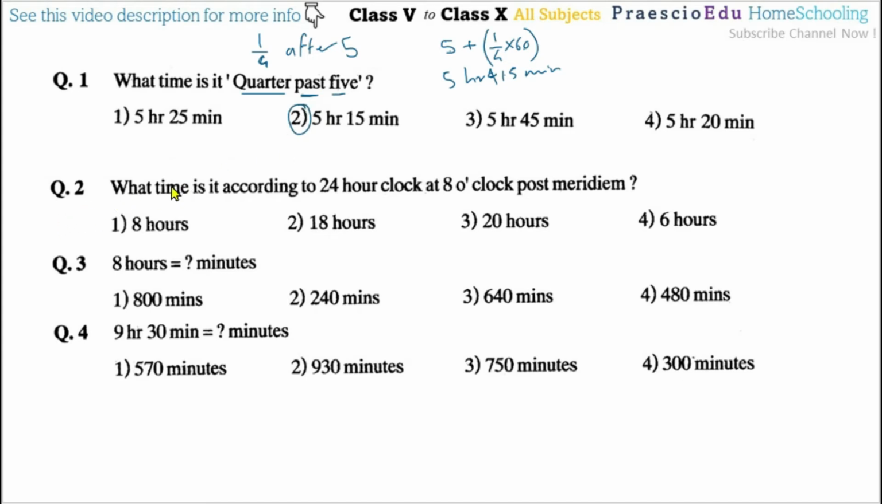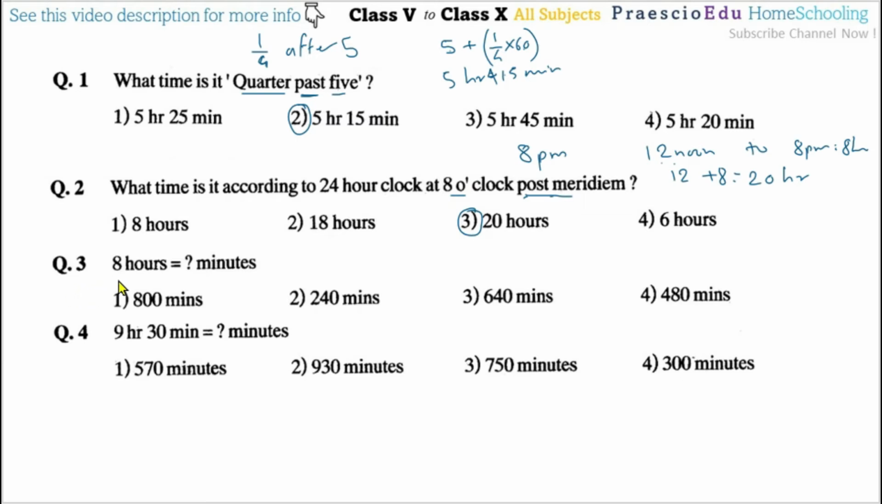Now question number 2, what time is it according to the 24-hour clock at 8 o'clock p.m.? Post meridian, means 8 p.m., we have to convert in 24 hours. As we know, after 12 noon, okay, 12 noon to 8 p.m. this is equal to 8 hours. Okay, 8 hours. So in 24 hours we have to continue this 12, 13, 14 up to the 24th hour. Okay, so this 12 as it is plus this 8 we have to add, so 12 plus 8 it's 20 hours. So this 20 hours is given in option number 3.